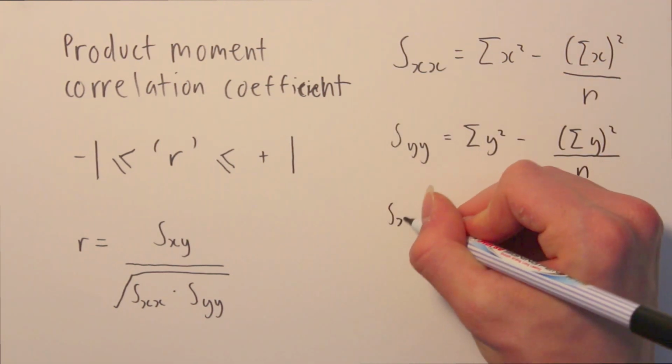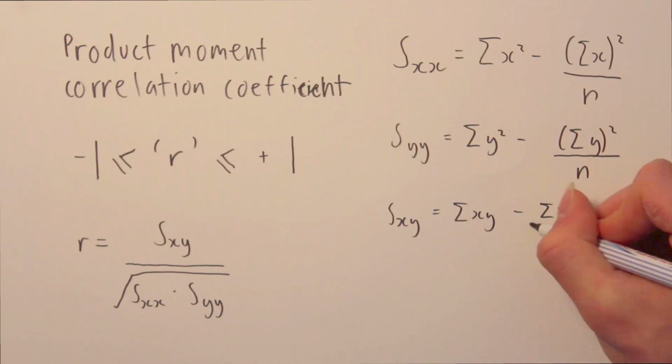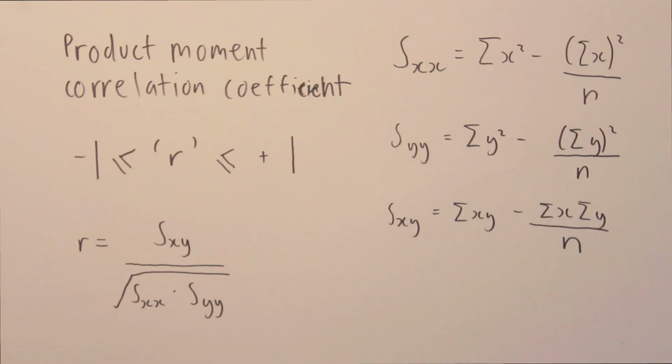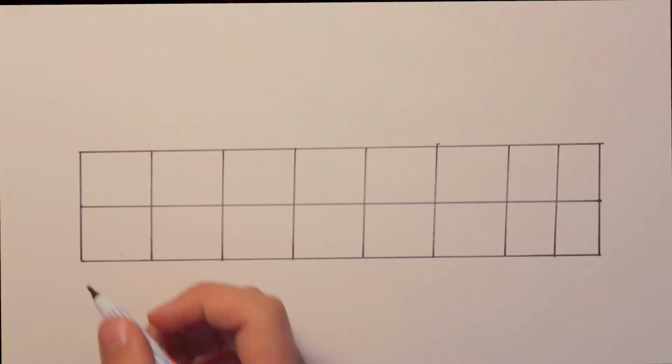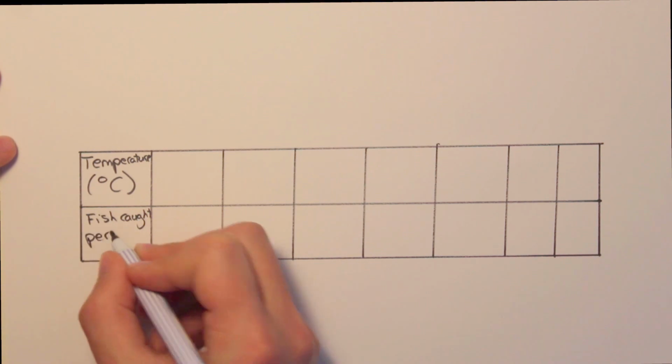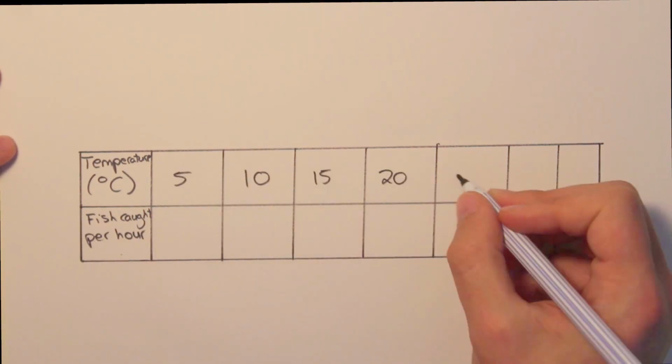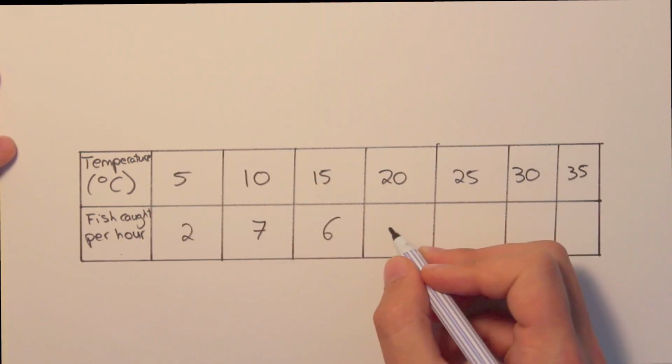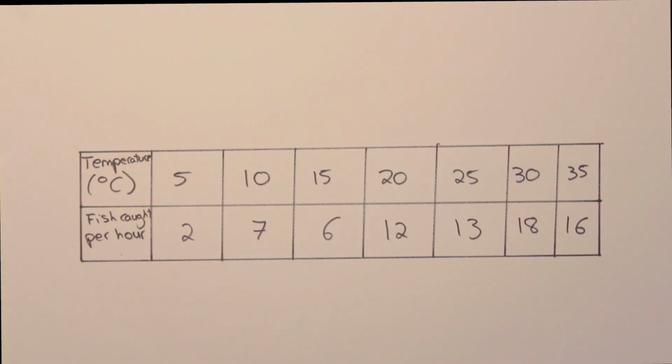Sxx, Syy, and Sxy are just formulae we have created so that it is easier to calculate other measures in this topic and other topics, for example, the regression line. You will not be required to derive these formulae in S1. Let's go through an example so that you can understand how to calculate and interpret the product-moment correlation coefficient. Let's talk about the number of fish in different temperatures of water.